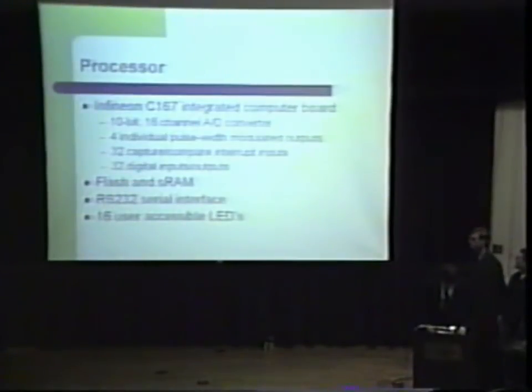Embedded into the processor was a 10-bit 16-channel ADC converter. It also had 4 individual pulse width modulated outputs, often referred to as the PWM. It also had 32 capture compare interrupt inputs, often referred to as the Capcom. The processor also had 32 digital inputs outputs. These can be set to be used as either an input or an output by setting special function registers.